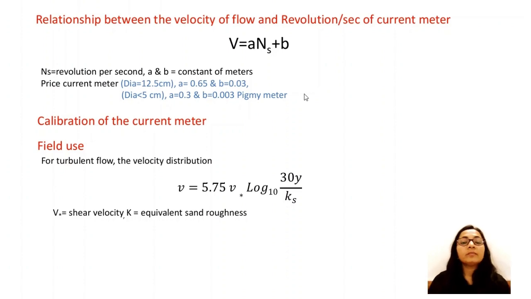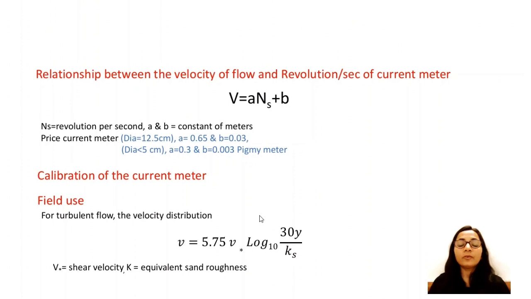Pune. Now, if we are using a current meter, how will we use it in the field? To use it in the field, when the flow is turbulent, in that case the velocity distribution will be calculated by v equals 5.75 v star (the shear velocity) log 10 of 30y divided by ks, because the velocity distribution at a vertical section in the stream is logarithmic in nature, where ks is the equivalent sand grain roughness. So for the mean velocity we need to take measurements at multiple points.